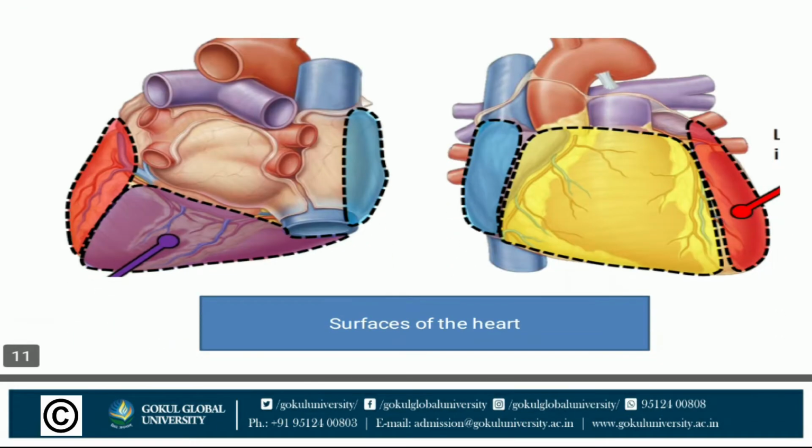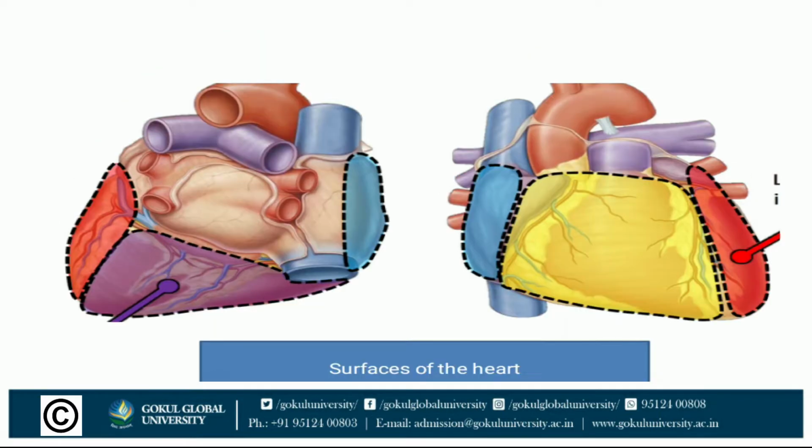In this diagram, you can see the sternocostal surface in yellow, then the left surface marked in red, and the inferior or diaphragmatic surface in purple.